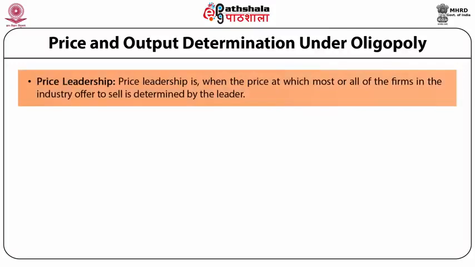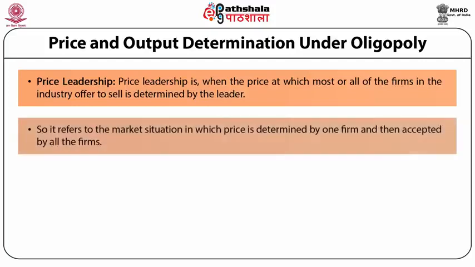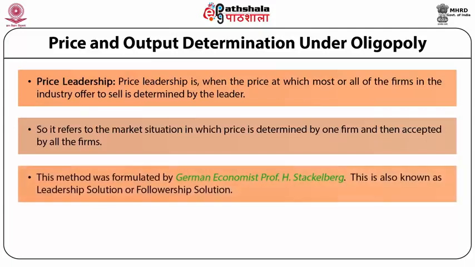Price leadership is when the price at which most or all the firms in the industry offer to sell is determined by the leader. So, it refers to the market situation in which price is determined by one firm and then accepted by all the firms. This method was formulated by German economist Professor H. Stackelberg. This is also known as leadership solution or followership solution. Types of price leadership are as follows.